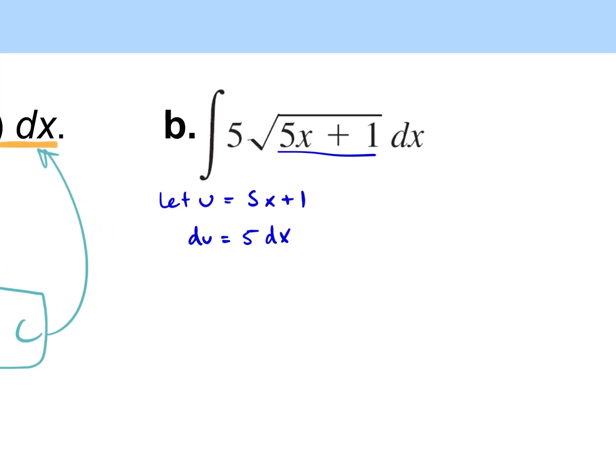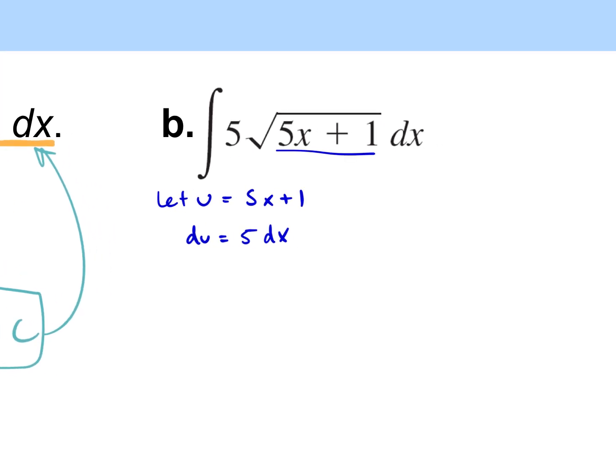So now we're going to substitute our u's in. So 5x plus 1 is u. So I have the square root of u. And then 5 dx is just du. So I'm taking the integral of the square root of u times du.